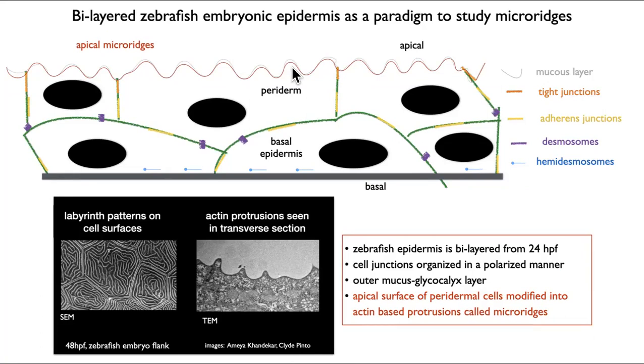These are evolutionarily conserved protrusions found on various non-cornified squamous epithelia. They form laterally long labyrinth patterns on peridermal cell surfaces as seen in the SEM image of the zebrafish embryos. The transverse section shows the actin projections in the TEM images.